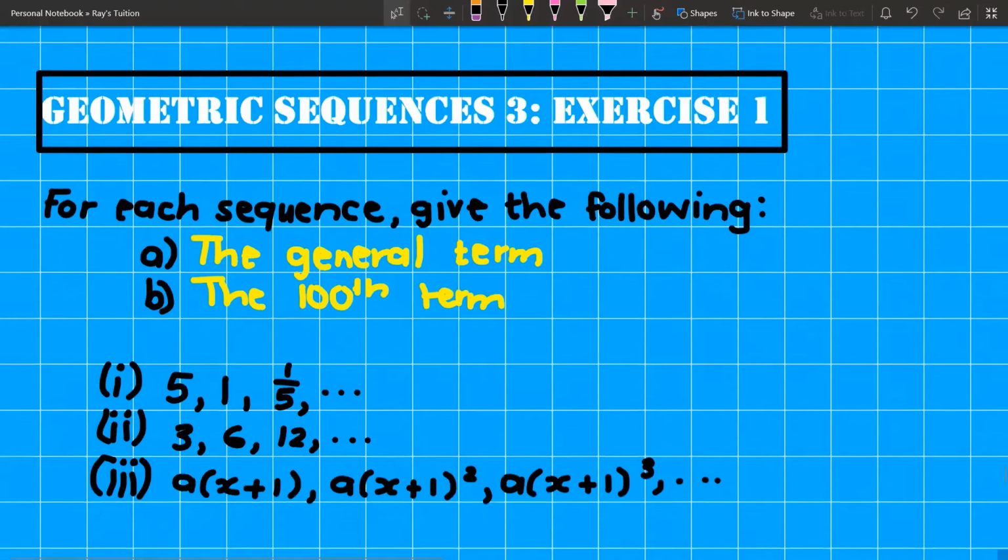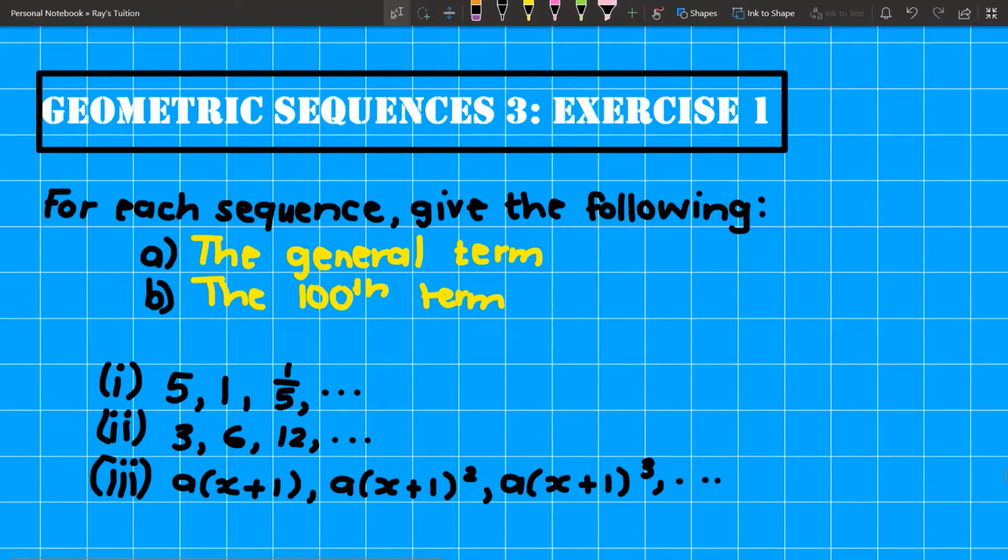Everybody, and welcome to Sequences and Series. We are doing the geometric sequence, and in this video, we're having a look at some exercises. If you have not watched the first two videos on geometric sequences, please watch them first before going through this video. In this video, we are looking at some exercises.